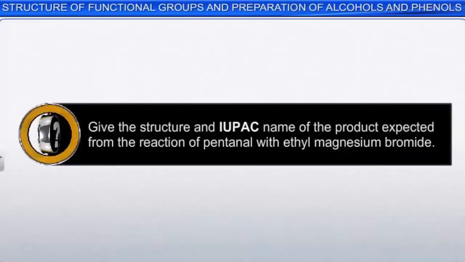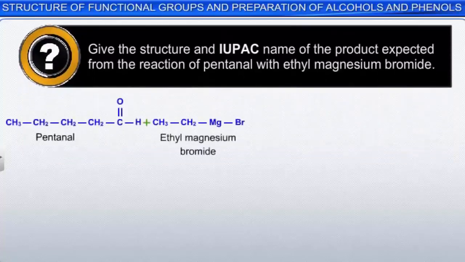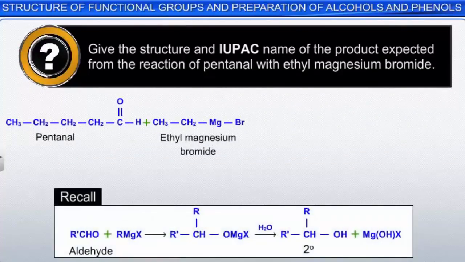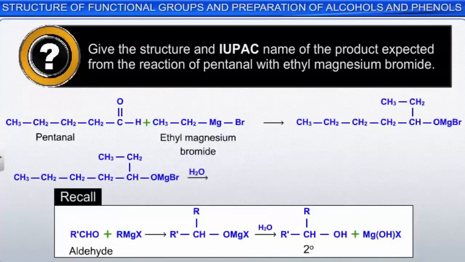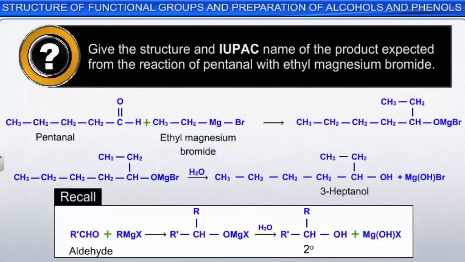Try to answer this question on your own before checking the answer. Give the structure and IUPAC name of the product expected from the reaction of pentanal with ethyl magnesium bromide. Start by drawing the structures of the two reactants. Recall that an aldehyde reacting with a Grignard reagent forms a secondary alcohol. This reaction will form 3-heptanol, as shown here.